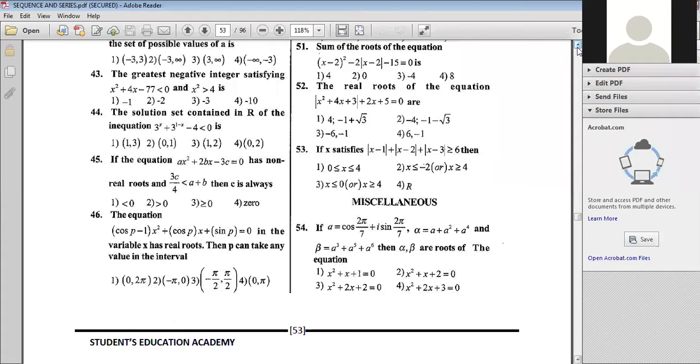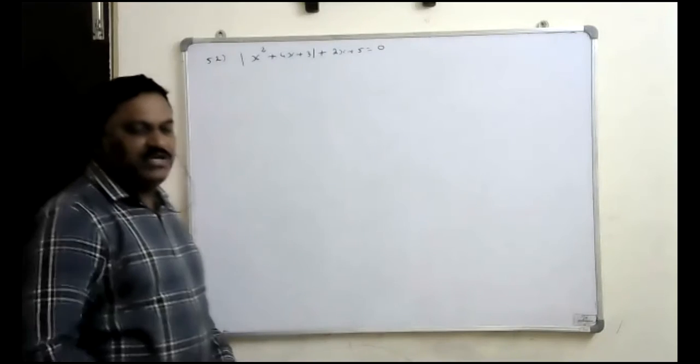It is given that modulus of x square plus 4x plus 3, plus 2x plus 5 is equal to 0. So we have to solve this equation. Observe this and listen carefully.